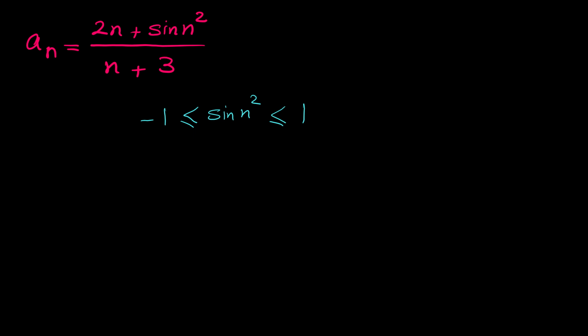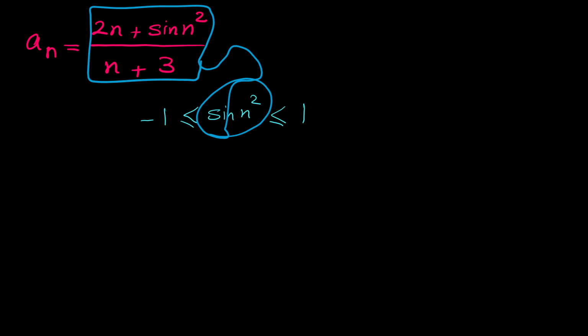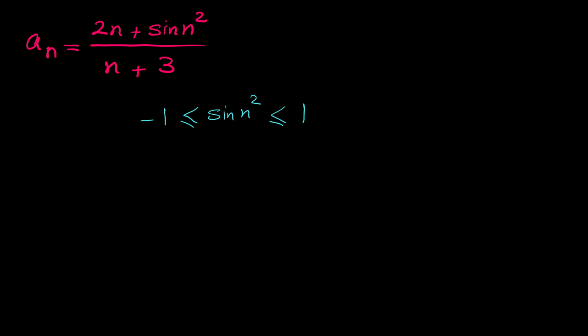So we start with sine. We know that sine is between negative 1 and 1. Similar to the previous questions, our job is to make this in this form. The first thing that we have to do is add 2n to here, to the middle term, and to the right side. This is the first thing that we have to do.